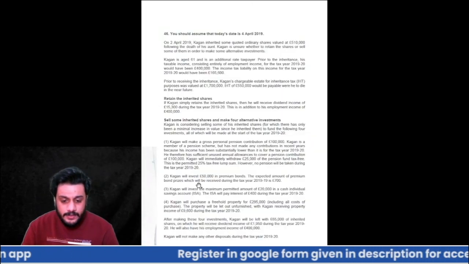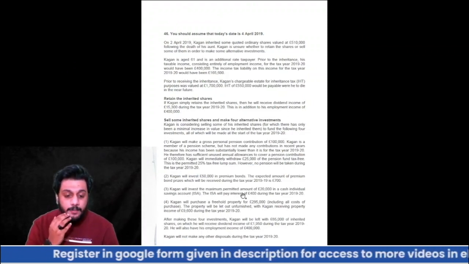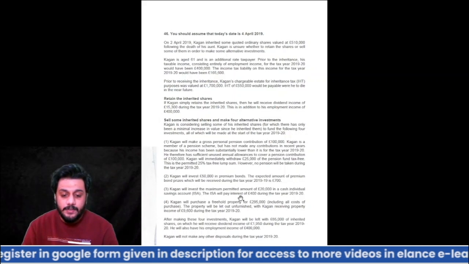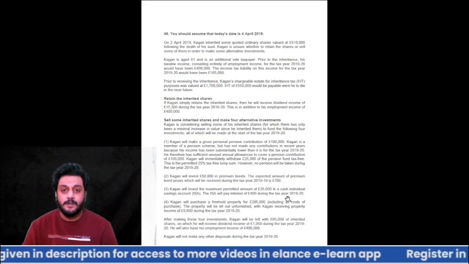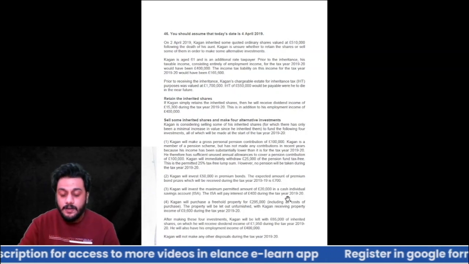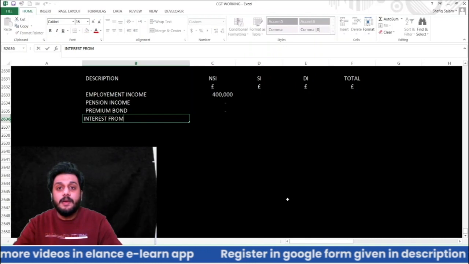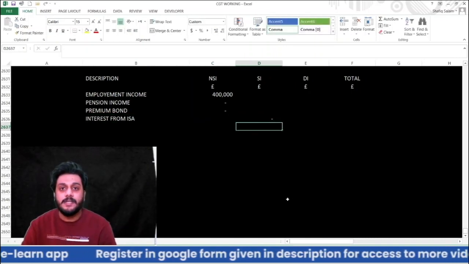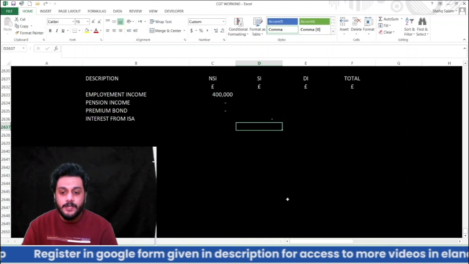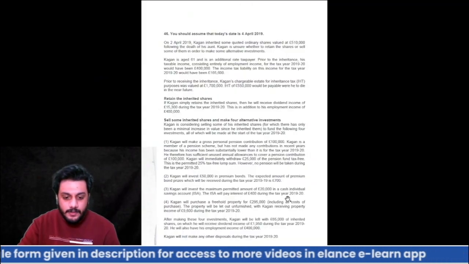All right. So second investment is also done, and third is Kagan will invest the maximum permitted amount of 20,000 in the cash individual savings account. ISA will pay interest of 400 during the tax year 2019-20. Interest from an individual savings account is also an exempt amount. So we have to put 0 under the SI because it is interest. So that is also done.